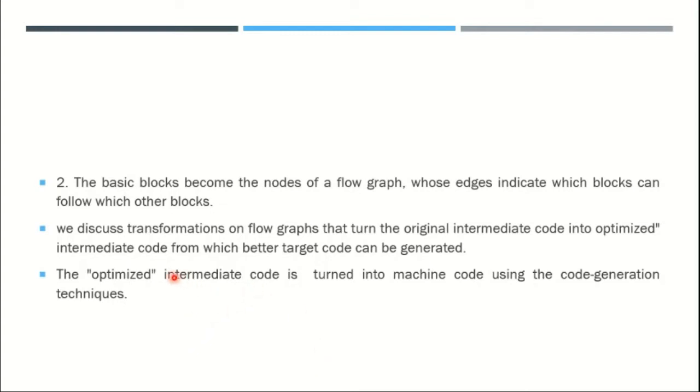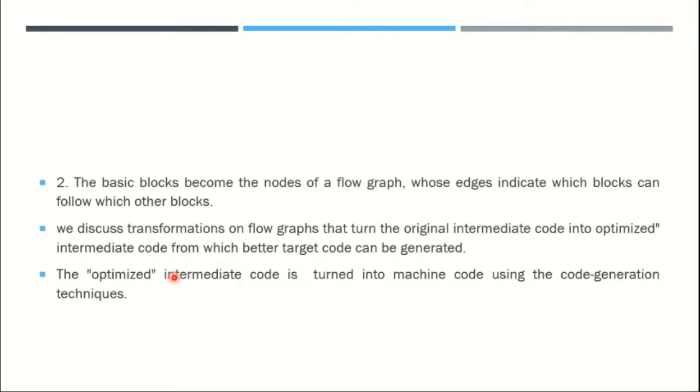So in this process we discuss the transformations from flow graphs, which turn the original intermediate code into optimized intermediate code, from which better target code can be generated. That means with the help of these flow graphs, the intermediate code representations can be transformed into a better target code, or well optimized intermediate code.